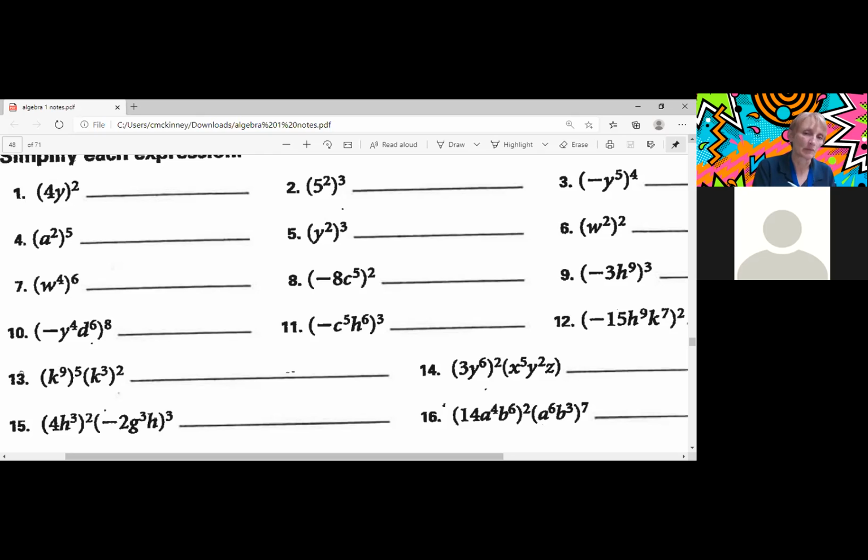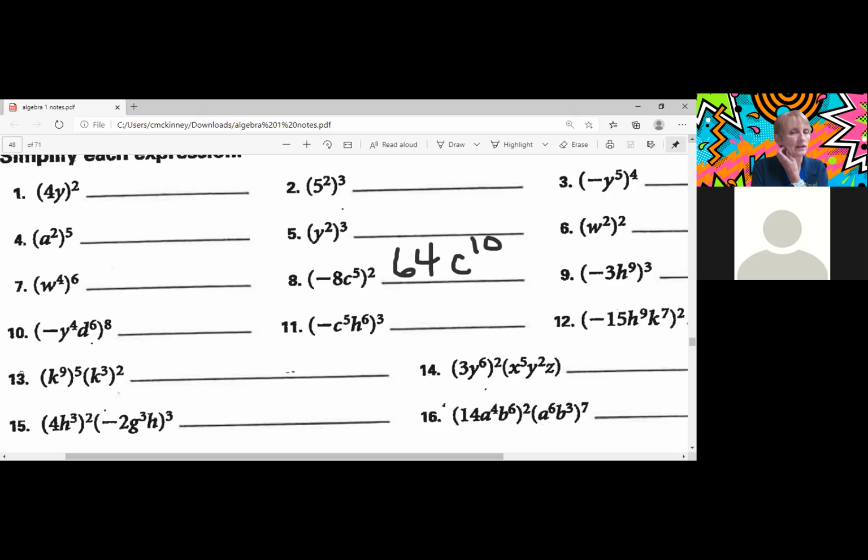So number 8, which we've already done in class, -8 to the second power is 64. And then C, 5 times 2 is C to the 10th power.